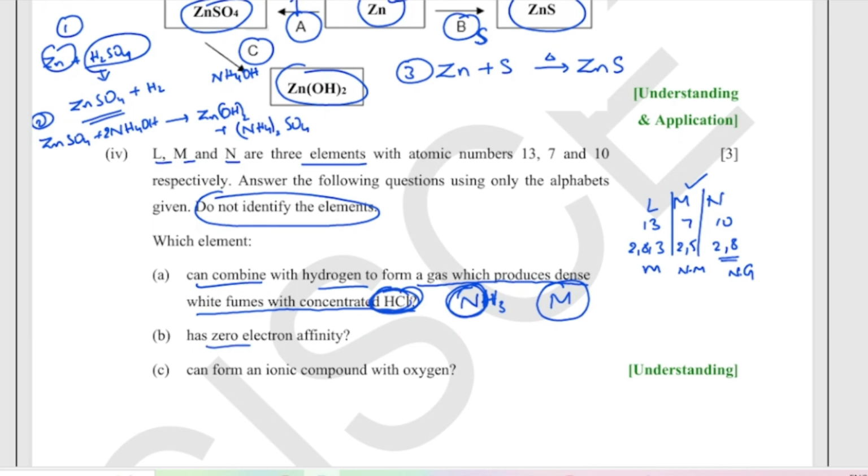Next, which has zero electron affinity? Of course, noble gases will have zero electron affinity. Here the noble gas is represented with letter N. So N is the answer. Which can form an ionic compound? Ionic compounds are generally formed by the metals. So which one is the metal here? L is the metal here. So L is the answer.